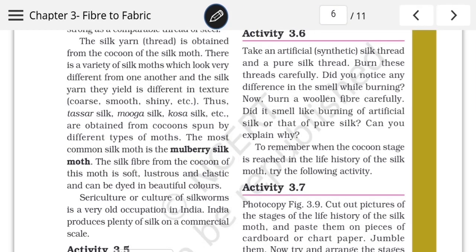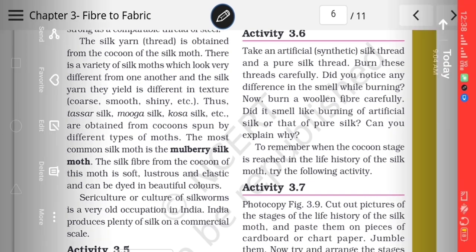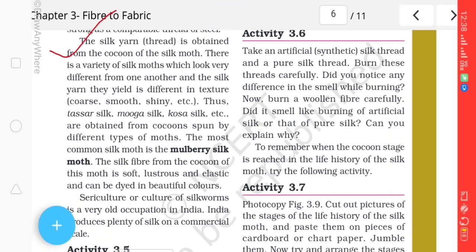So from the life cycle of a silk moth, we came to know that we can get silk fibers from the cocoon of the silk moth. So let's see in this paragraph. See here, the silk yarn is obtained from the cocoon of silk moth. Here yarn means it is a thread. Now we are getting the threads from where? From the fibers. So we are talking about the silk yarn, that means silk thread, from the cocoon of silk moth.